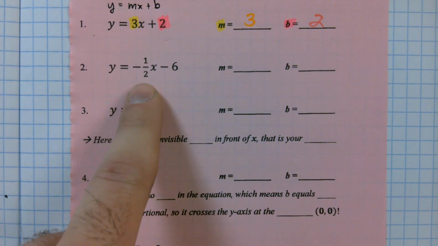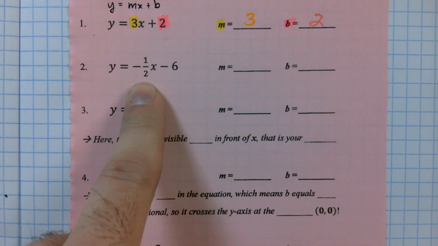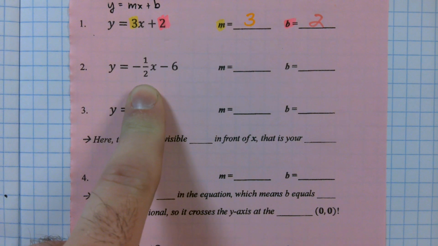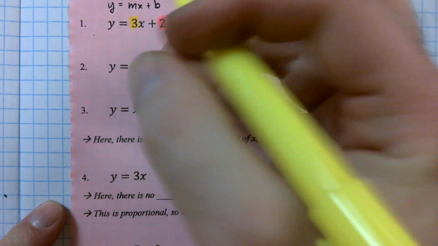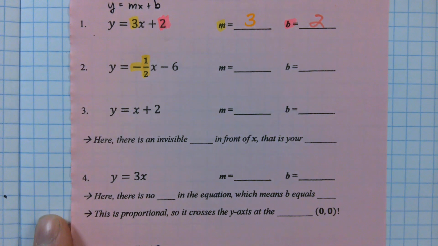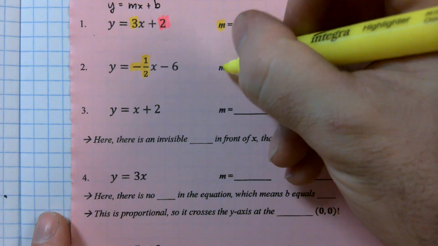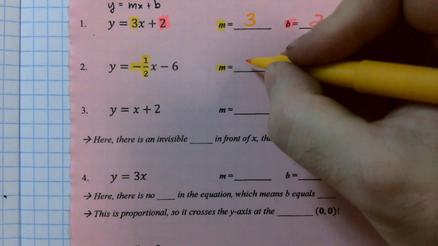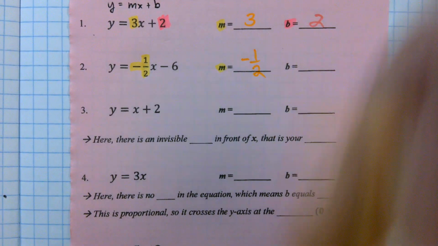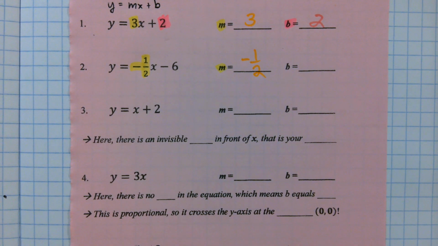Number 2, who could help me out? What does my m look like it's going to be in number 2? Negative 1/2. It's totally fine for our slope to be negative. It's totally fine for our slope to be a fraction. A fraction slope just means it's a flatter line, not completely flat, but flatter. And negative means it's going downhill.